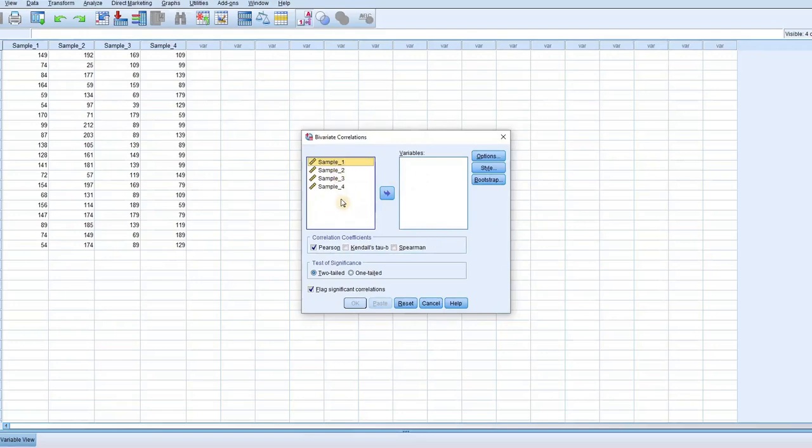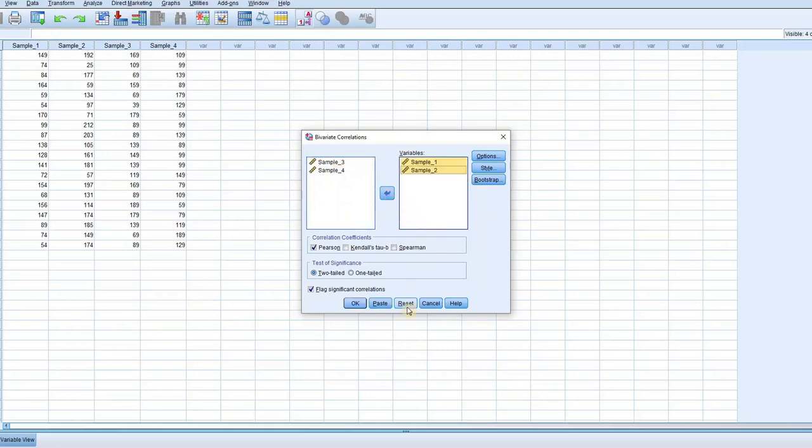As you can see, I have sample 1, sample 2, sample 3, and sample 4 in the box. If you are interested in performing Pearson's correlation for only 2 sample variables, you can select the 2 variables only and move them to the variables box on the right.